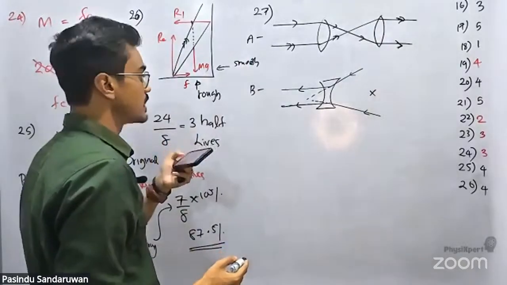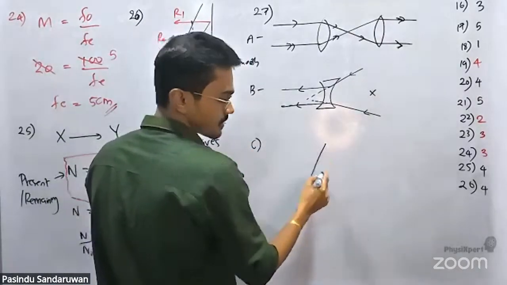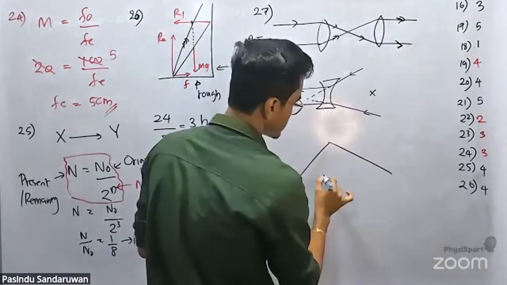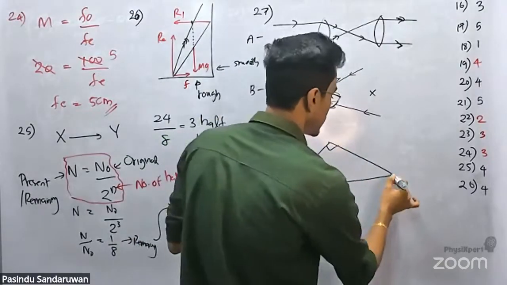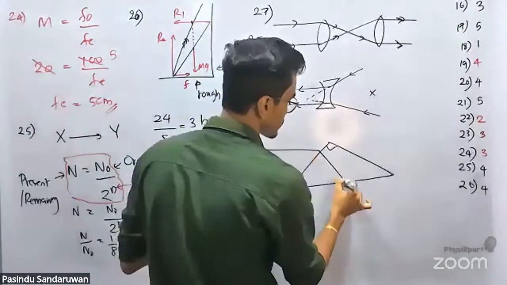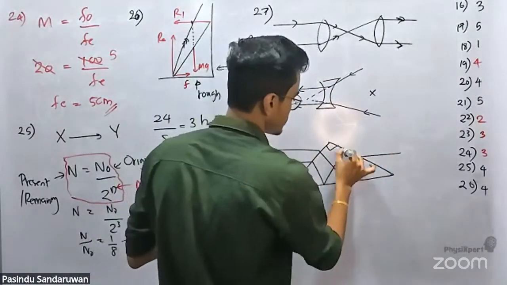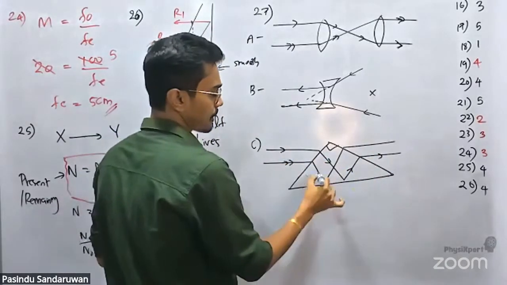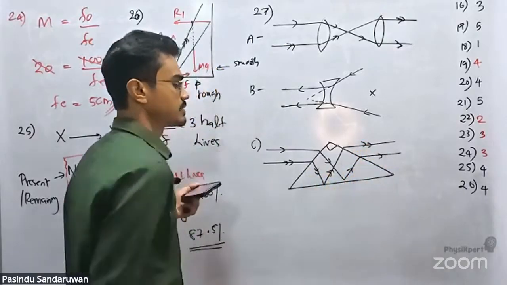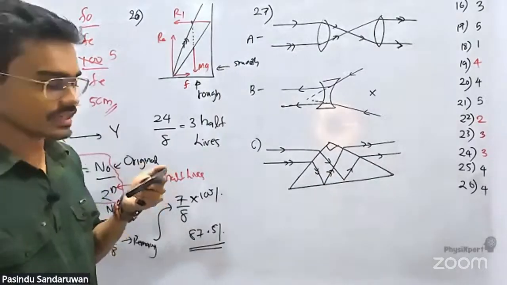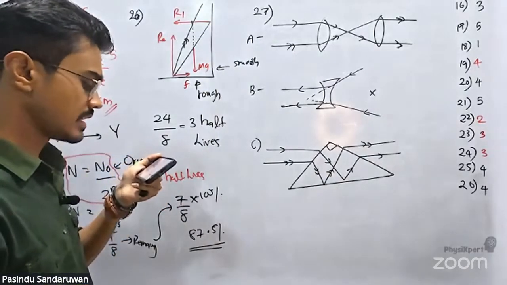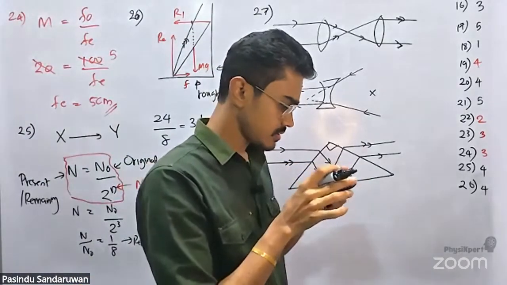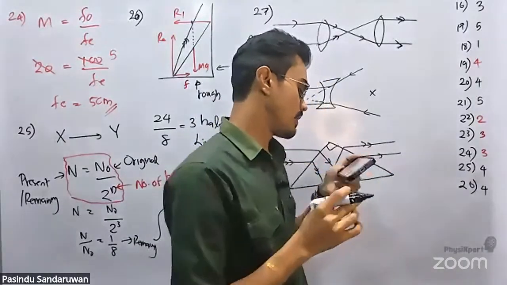A rectangular isosceles prism, yes, it is possible. This is the diagram drawn when we discussed the theory about rectangular isosceles prisms. This is the corresponding scenario. See, it switched. So C is also correct. A and C. For A and C, 27, answer 4.